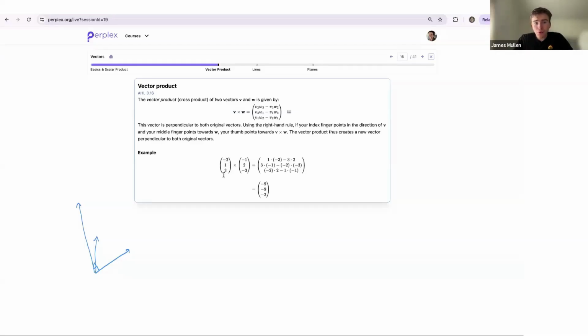If I have negative 2, 1, 3, vector product with minus 1, 2, minus 3, that's going to be, in the first row here, I do 1 times minus 3, minus 3 times 2. All right, that's the first row. In the second row, I do 3 times minus 1, minus negative 2 times negative 3. And then in the third row, I do negative 2 times 2, minus 1 times minus 1. And if I do all that arithmetic, and it's a procedure where it's very, very easy to make mistakes, so you should be super careful when you're doing this, you will get negative 9, negative 9, 2. All right?